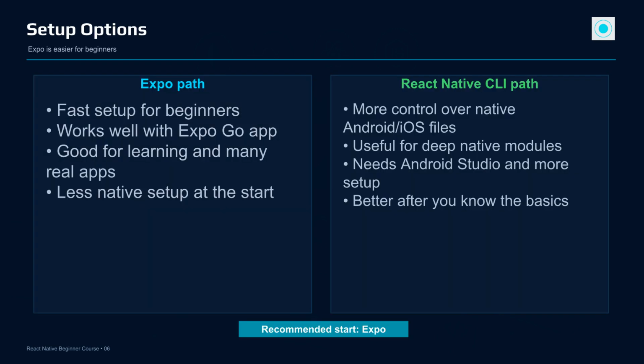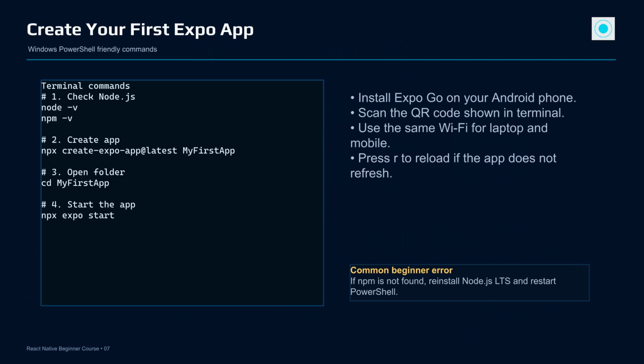When starting out, we recommend the Expo path. It provides a fast setup and works seamlessly with the Expo Go app, which is perfect for beginners. The React Native CLI path is more advanced and better suited for projects requiring deep custom native modules once you have mastered the basics. To create your first app, follow these terminal commands.